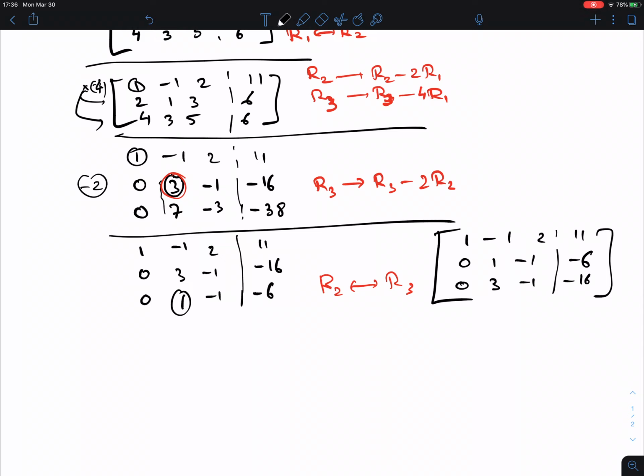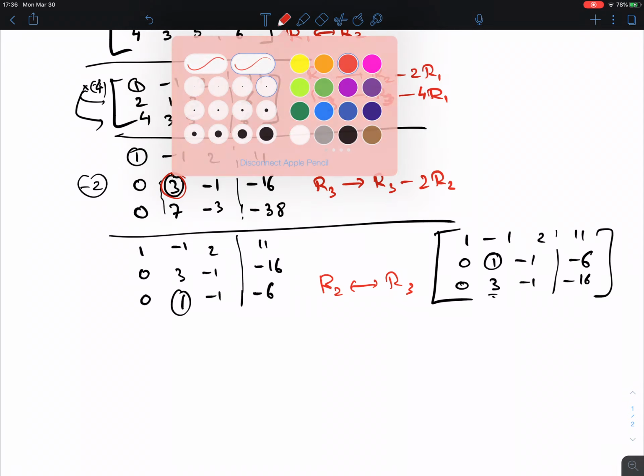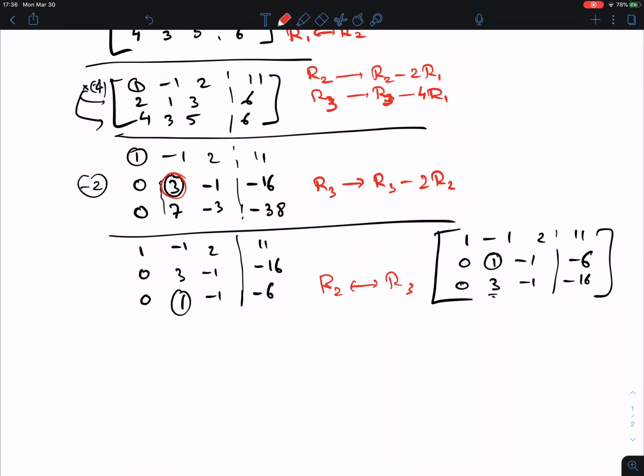Okay? And, right, so I have now my 1. What I need to make is this 0, and I do that by the row operation. So the row operation now that I'm doing here, I'll write it here, is row 3, replace that by subtracting 3 times row 2 from it.